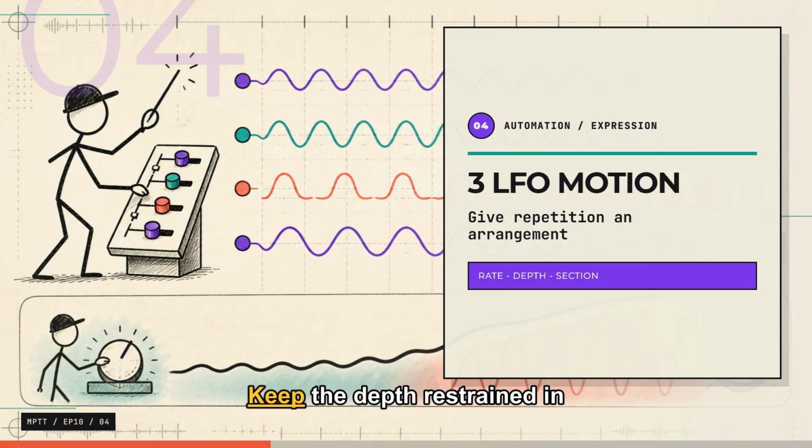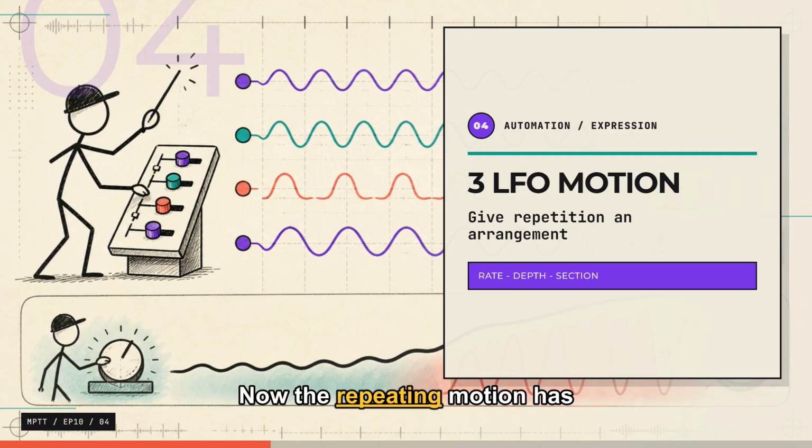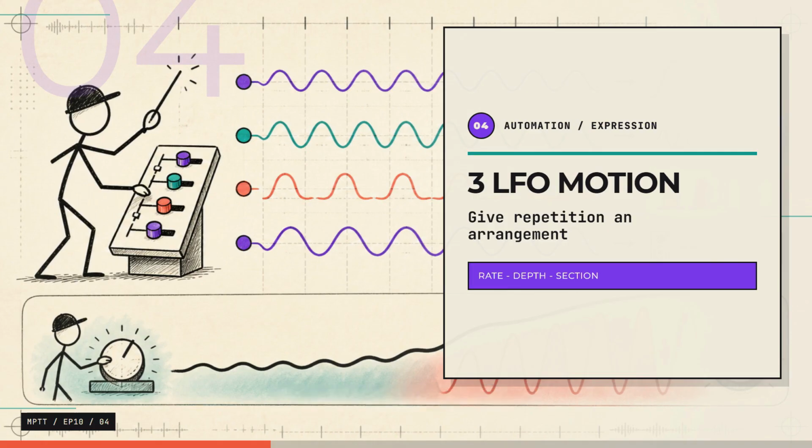Keep the depth restrained in the verse, then increase it in the chorus. Slow the rate during a sustained phrase, then accelerate it into a transition. Now the repeating motion has an arrangement. Be careful with pitch and amplitude depth. A small amount can add life, a large amount becomes a special effect. Start near 0, raise the depth until the movement is clear, then pull it back slightly.